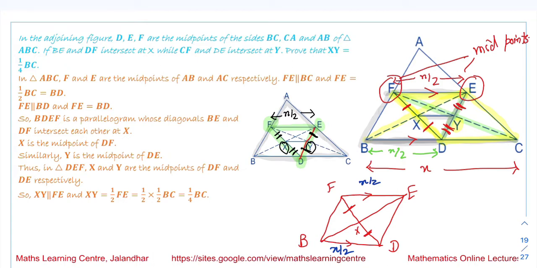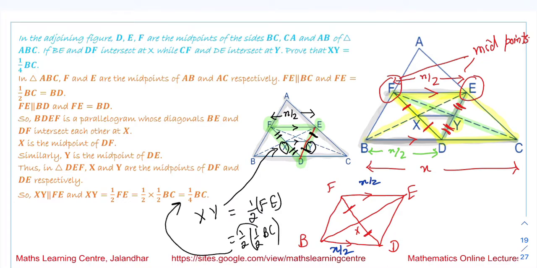So one thing we get is that these two lines are parallel to each other, that is XY is parallel to FE. And the second thing we get is that the length of XY is equal to half of FE, which is half of BC. This is what we have to prove. Half into half is 1 by 4. So the length of XY is 1 by 4 times BC.